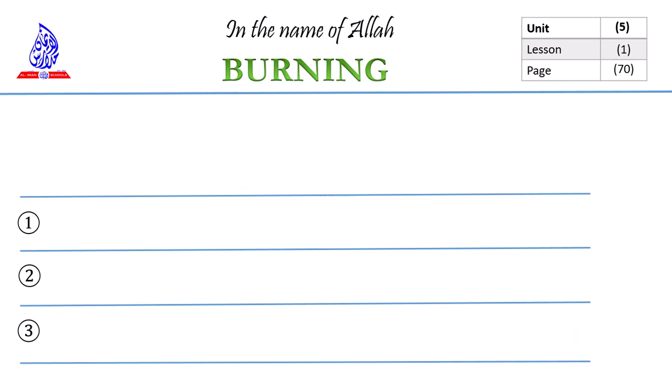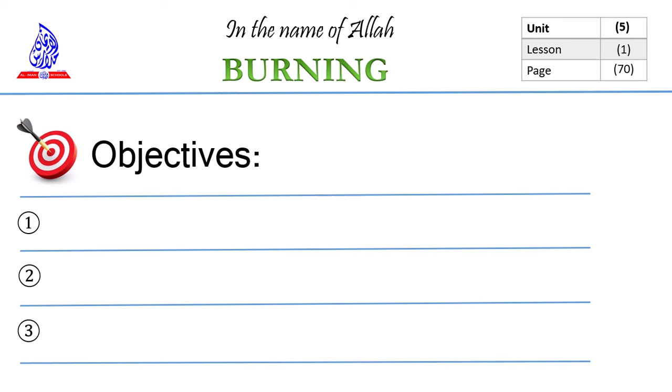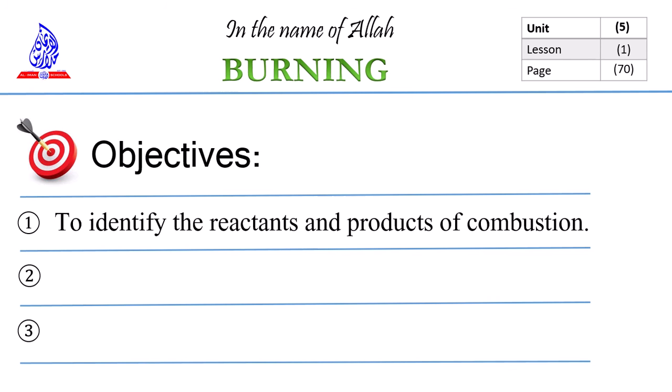Look at here. For this lesson, we have different objectives, different targets that should be achieved, inshallah. Number one, we want to identify the reactants and products of burning or combustion. Combustion has the same meaning as burning, but it takes a shorter time, while burning can take a lot of time. So we want to identify the reactants and products of this reaction.